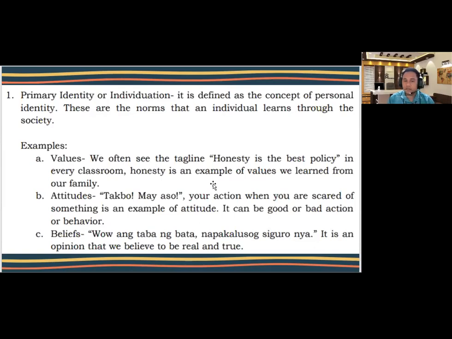In the family. Another example is attitude. So takbo, may aso. Your action when you're scared of something is an example of attitude. It can be good or bad action or behavior. So ang example lang dito is this one. That action of yours may be an attitude, but it can be good or bad, or it can be a behavior. Attitudes can also be brought about by the society, by the family, or by the environment. Next is beliefs.